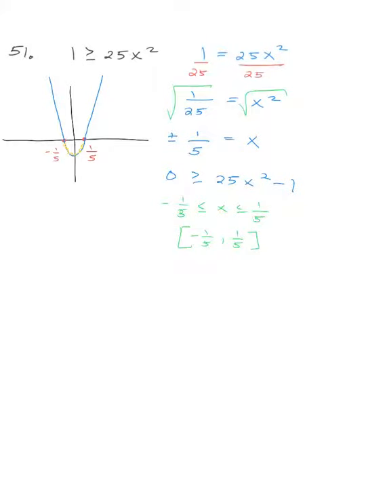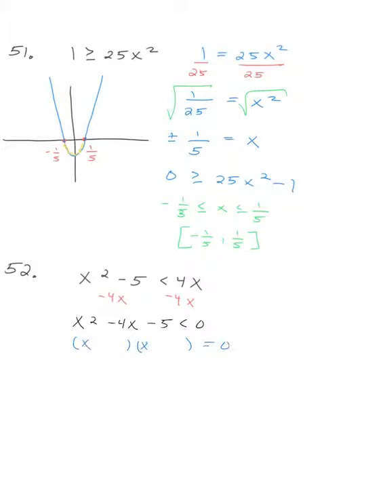And for the last one, for 52, I want to figure out where is x squared minus 5 less than 4x. Again, it might be worthwhile changing it so one side's equal to 0, so I'm going to subtract 4x from both sides. Where is x squared minus 4x minus 5 less than 0? So I first want to figure out where it is 0. So I'll have x. I have to have a positive and a negative. I want a positive 1 and a negative 5, meaning my solutions are x is equal to negative 1 and x is equal to positive 5.